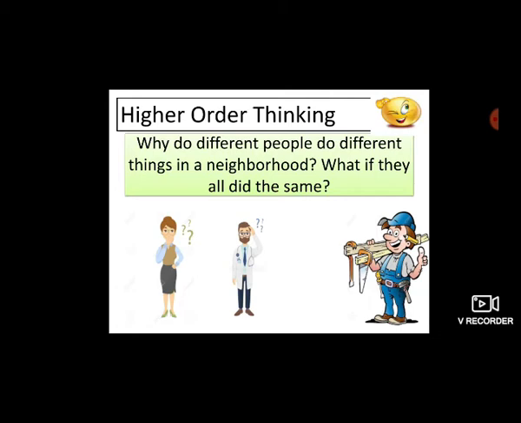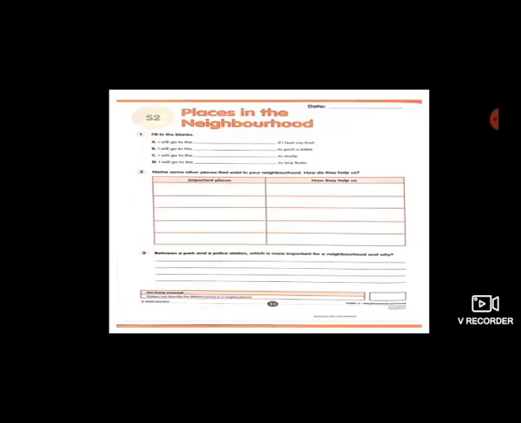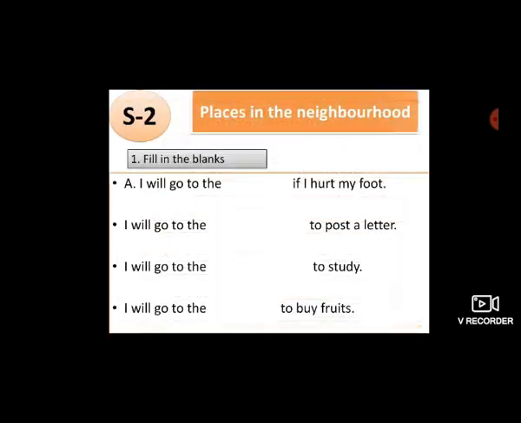Now it is time to understand our sheet number 2 and 3. So let's understand both the sheets one by one. Firstly, sheet number 2, places in the neighborhood. So the first question they are asking, fill in the blanks. Students, we have to fill the blanks. The first is, I will go to the dash if I hurt my foot. Students, where will you go if by mistake you hurt your foot?